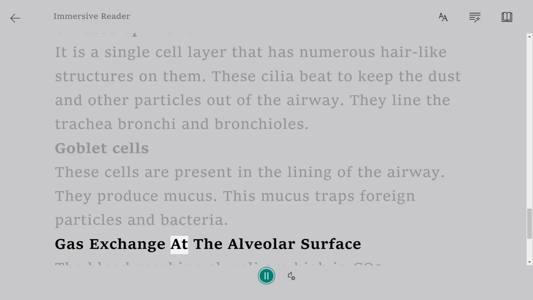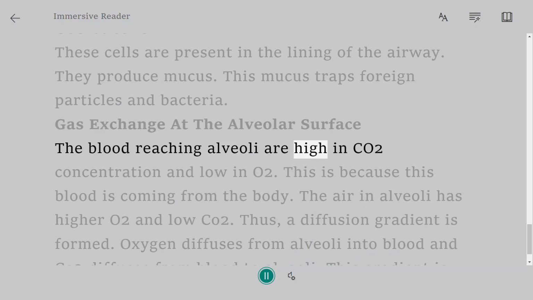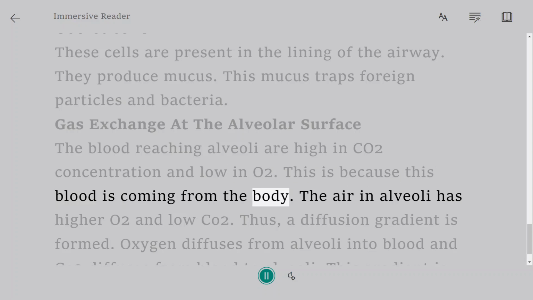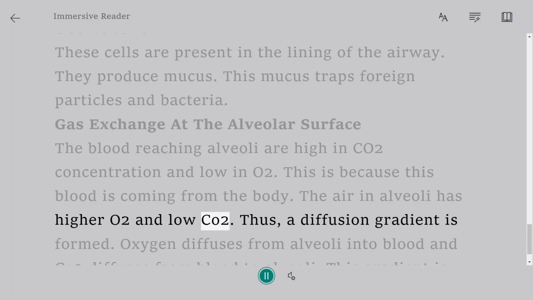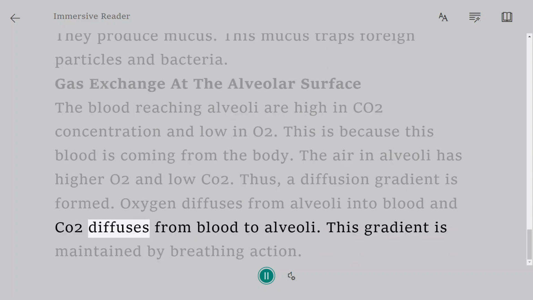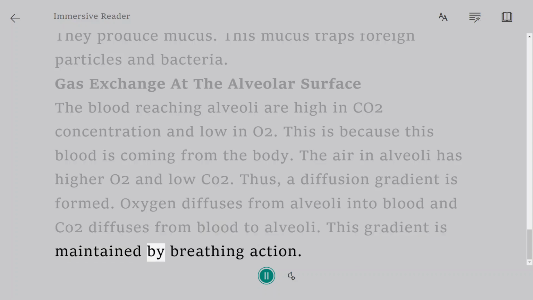Gas exchange at the alveolar surface. The blood reaching the alveoli is high in CO2 concentration and low in O2. This is because this blood is coming from the body. The air in the alveoli has higher O2 and low CO2. Thus, a diffusion gradient is formed. Oxygen diffuses from alveoli into blood and CO2 diffuses from blood to alveoli. This gradient is maintained by breathing action.